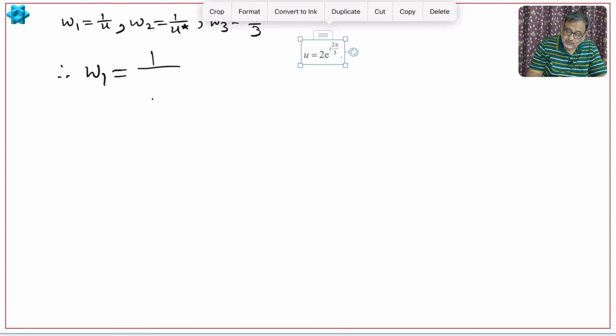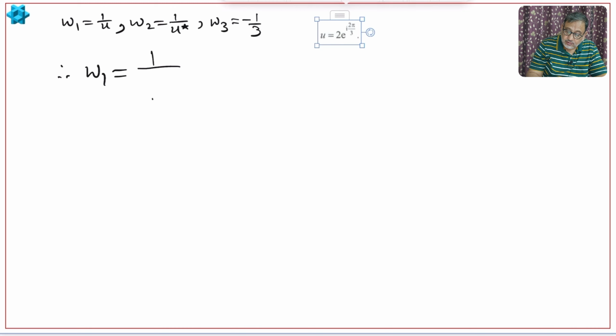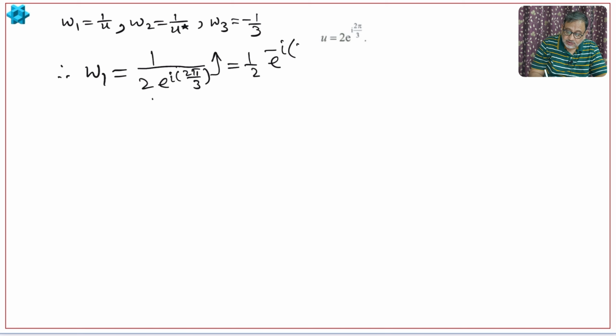So 1 upon u means, see, this was Euler form, right? U was like this in Euler form. So 1 upon 2 into e raised to that 2 into i raised to 2 pi by 3. So this will go up and it will become half of e raised to minus i 2 pi by 3, right? This was u. So this is the first root.